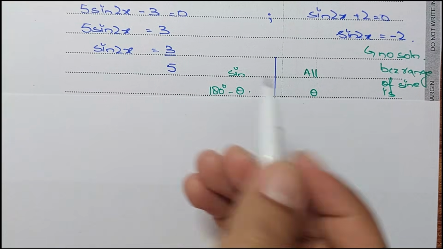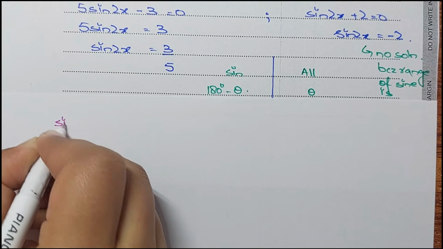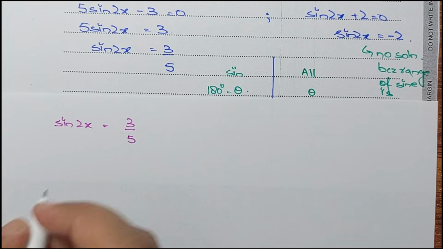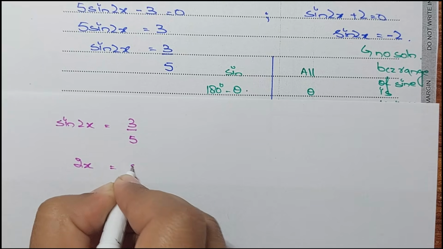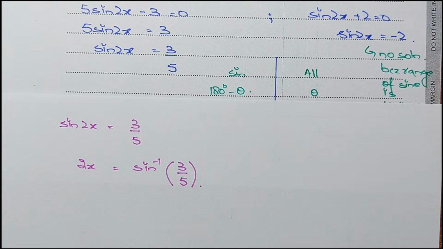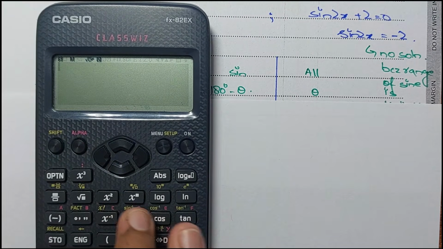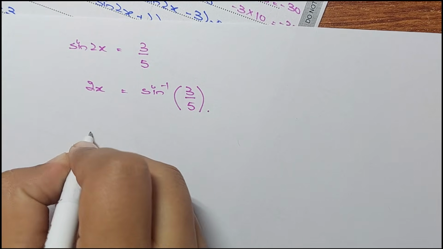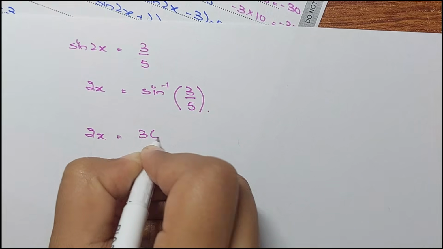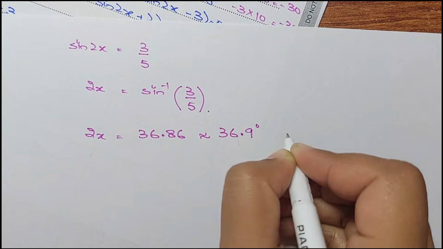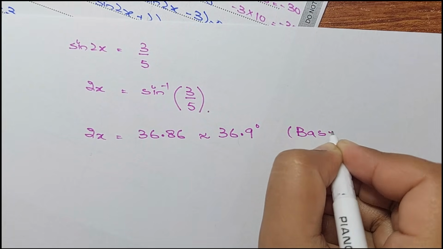So here we can get the solutions. Sine of 2x is 3 over 5, so 2x is sine inverse of 3 over 5. This is in degrees. What is sine inverse of 3 by 5? It is 36.86 degrees. So 2x is 36.86, or rounded, 36.9 degrees. This is my base angle.